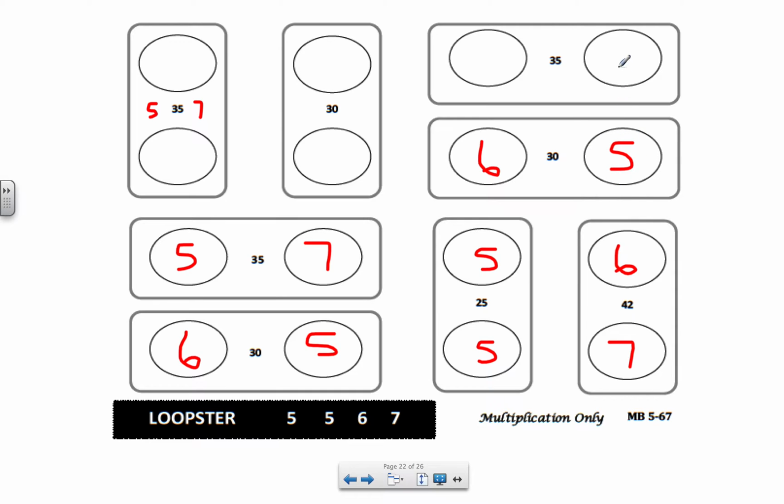Okay, so now I come up top. What's missing? I already used my 7, my 6, and one of my 5s. Oh, this must be 5. 5 times what is 35? Oh, 5 times 7. Come over here. What makes 30? Well, 5 times 6.